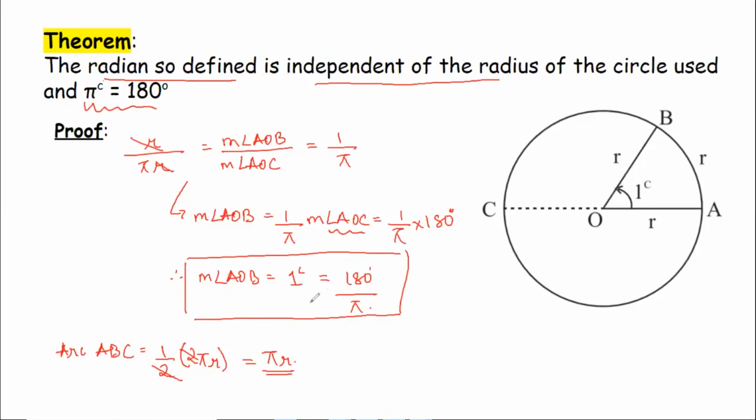And pi radian should be equal to 180 degree. It's now easy to prove that pi radian is equal to 180 degree. We will cross multiply pi. So pi radian is equal to 180 degree, we get. This is the second proof. So both the parts have been proved. You can say hence proved. And this is where our theorem ends.